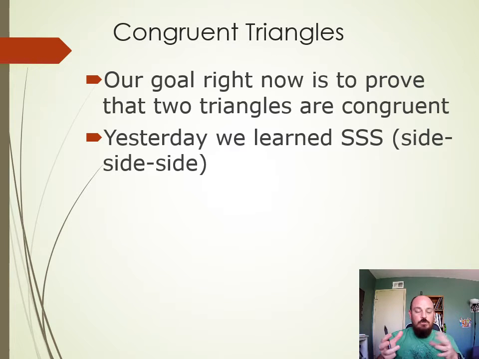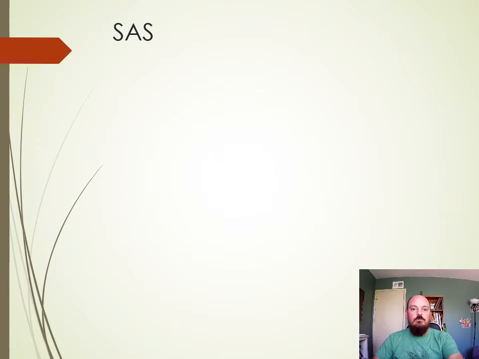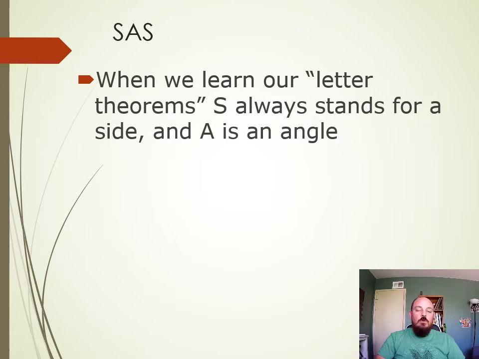And it said if you have two triangles, and you can show that each of the three sides of one of them is the same as each of the three sides of the other, then those triangles are automatically congruent and you don't even need to know anything about the angles. Well, we're going to learn a few more of these. I call them the letter theorems. We learned SSS and we're learning SAS.